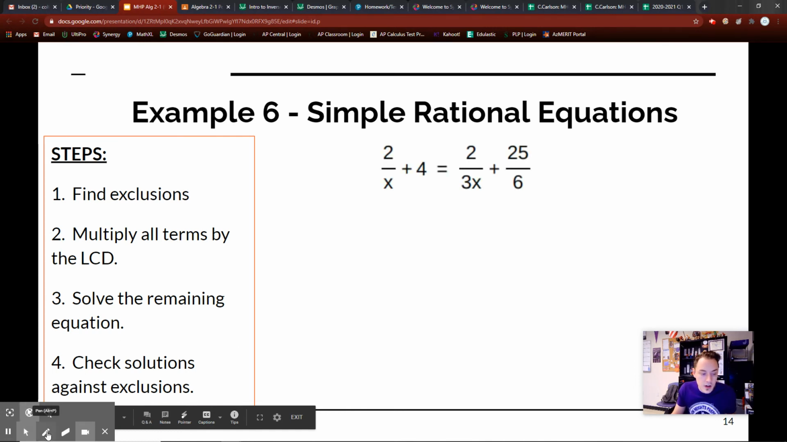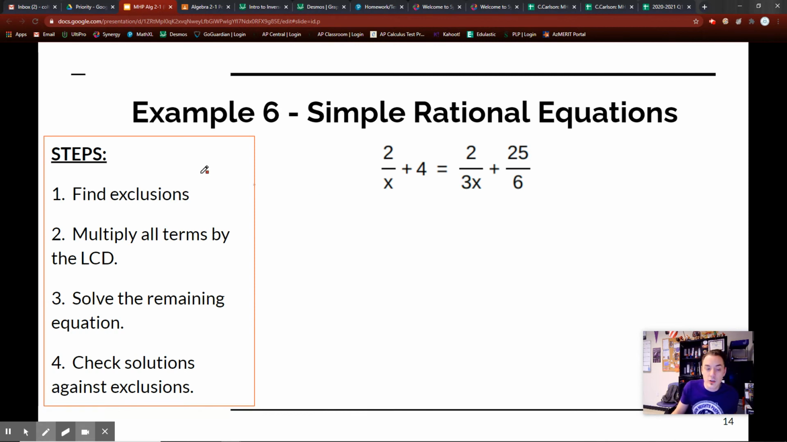Okay, let's start out with finding our exclusions. Now again, they're actually really easy. What it means is, what can't x equal? In this case, I can't put 0 in for x, because if I put 0 in for x, that becomes undefined. 3 times 0 is 0. That becomes undefined. I don't care about the other term because there's no x, it's over 1. So we're solid with that. My exclusion is 0.